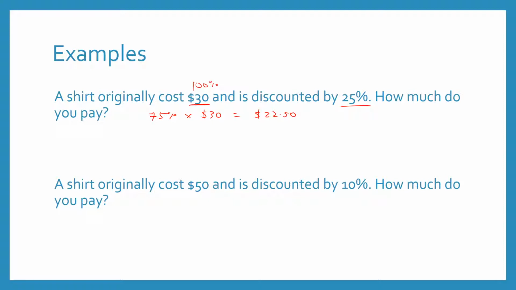Okay, so we have our shirt originally costing $50, so that's our 100%, discounted by 10%, so we're going to go 100 minus 10, which is 90. So we have 90% of $50 is what we're going to pay. We can calculate that and we're going to get $45.